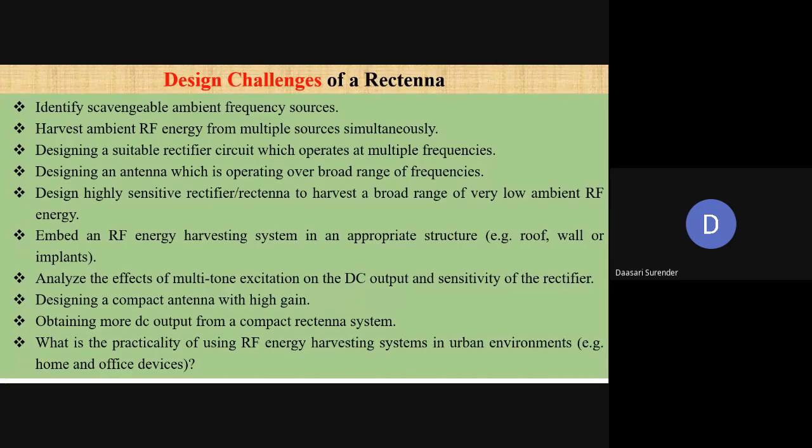Usually, as the dimension increases, the gain is increased. So a compact antenna with high gain is designed to reduce the overall dimension of the Rectenna system. And obtaining more DC output from a compact system is difficult, as the power received by the antenna is less, and that affects the overall output performance of the Rectenna system. So designing a compact Rectenna system with more DC output is challenging.